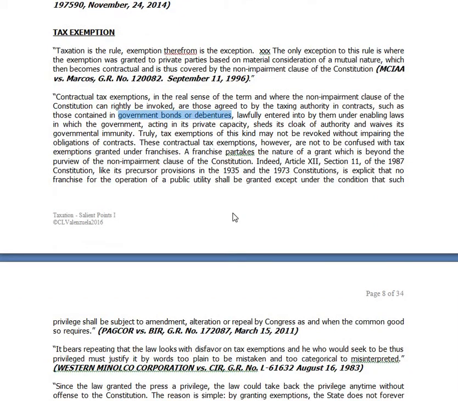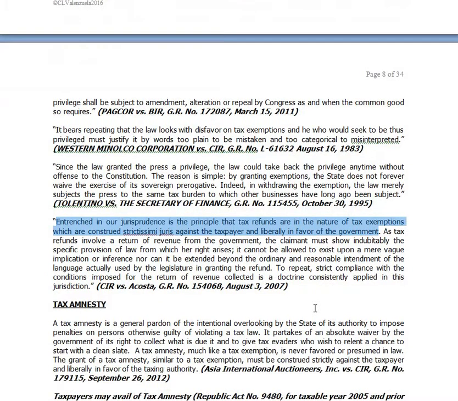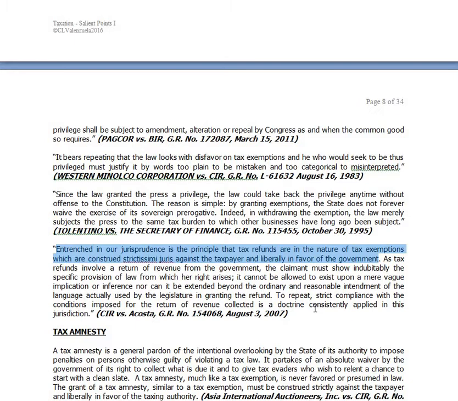And that's how tax exemption should be. If a taxpayer claims a tax exemption, it should be clear and there should be no room for ambiguity. The law must categorically exempt the taxpayer from taxation. You just read PAGCOR versus BIR, Western Minolco Corporation versus CIR, Tolentino versus Secretary of Finance, and CIR versus Acosta. It is said here, entrenched in our jurisprudence is the principle that tax refunds are in the nature of tax exemptions, which are construed strictissimi juris against the taxpayer and liberally in favor of the government. The reason? Because of the lifeblood doctrine. It is a necessity. You have to pay your tax.